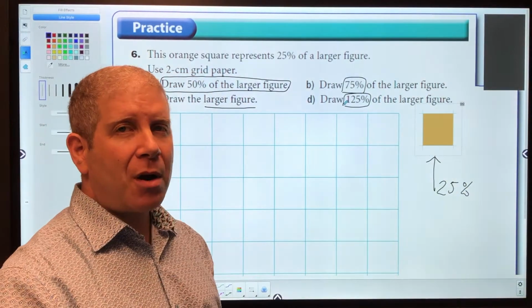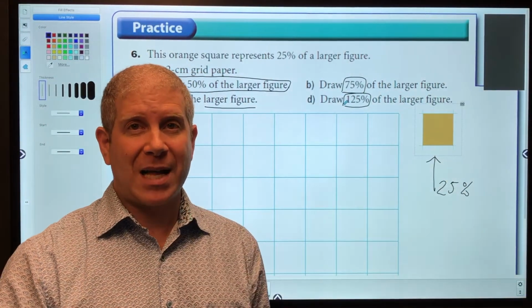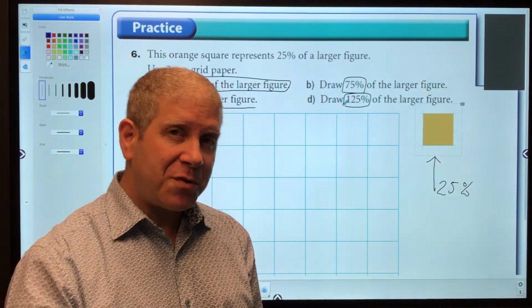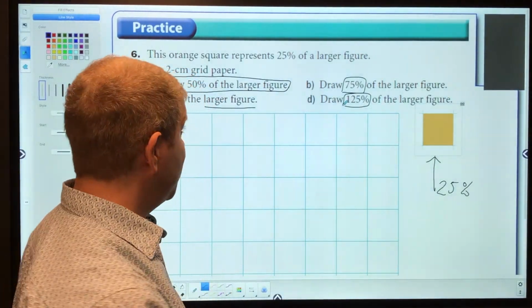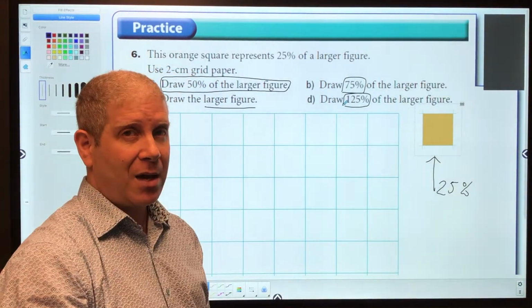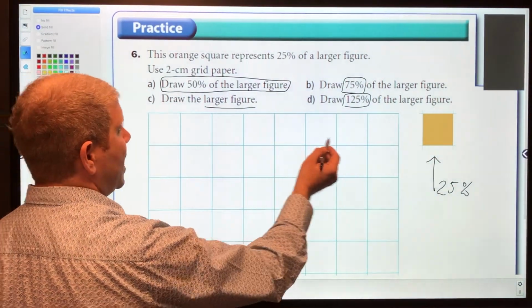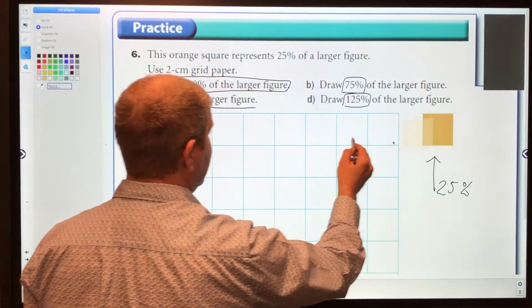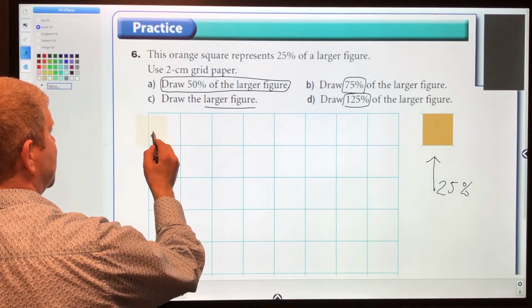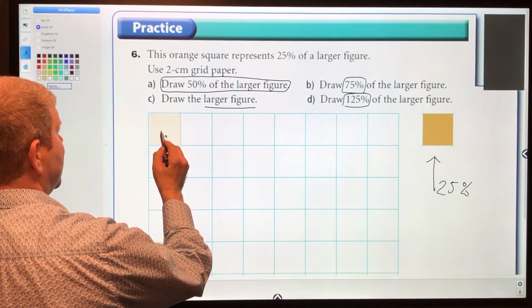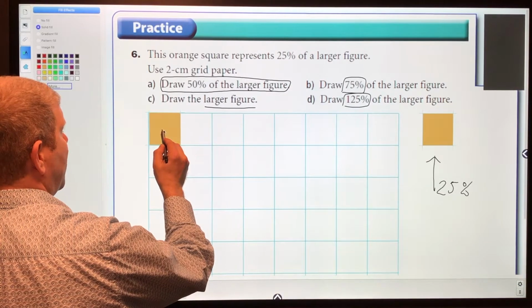Well, I'm going to start by drawing the larger figure because that's going to make it easier for me. And you should always feel free in questions to make it easier for you. You don't have to start with A. If you start with C and that helps you, go ahead. So I'm going to start with C. And I'm going to make my larger figure, and I can pull these nice little squares out over here, stick them over here. So that's 25% of my larger figure.